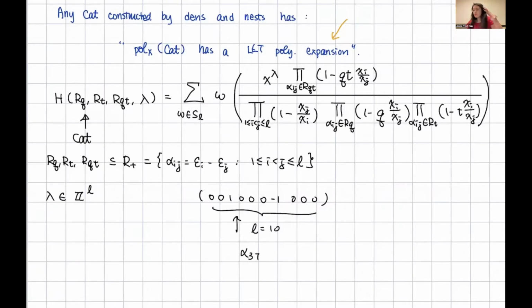Okay, so now let me start with some examples. What are all these cats? Why do we have these things? And you may find it weird that we have xj over xi like this, while other things are xi over xj, and what is going on, right? So let's start with an example.